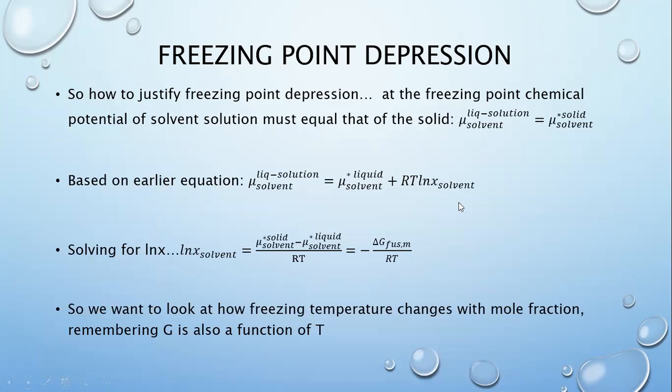So let's look at freezing point depression first. How do we justify freezing point depression? Well, we have to say that at the freezing point, the chemical potential of the solvent in solution must equal that of the solid. So we're at equilibrium. This solution must equal the pure solid. We're talking about solution here, but this is pure solid. We're not considering the solute in here; as a liquid, we're considering the solid.